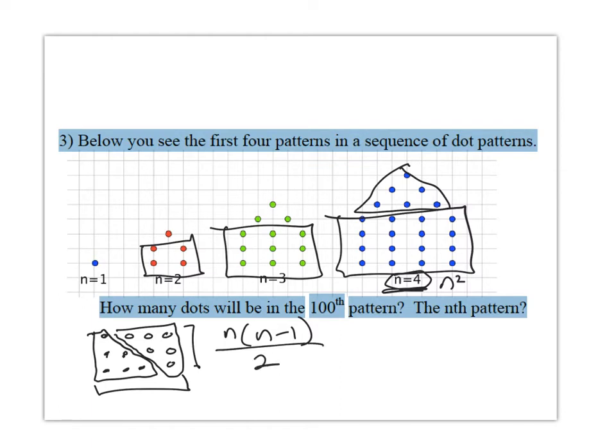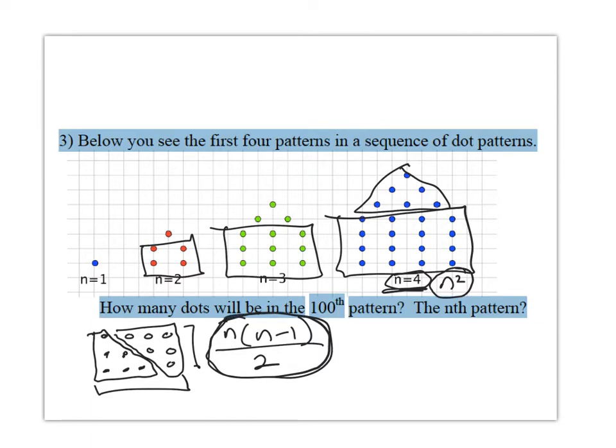So that means that the size of the triangle will be given to us by this. So we have the number of dots in the square given to us by that, and the number of dots in the triangle given to us by that.